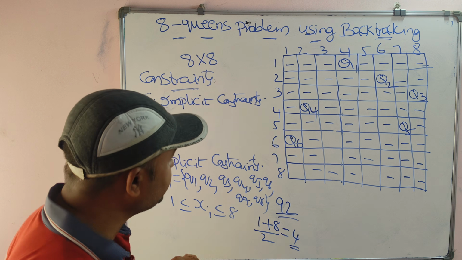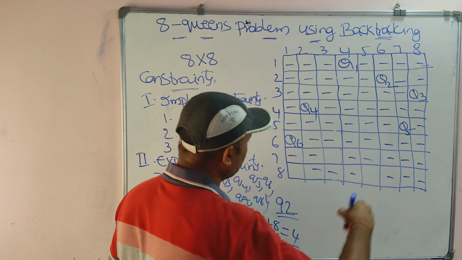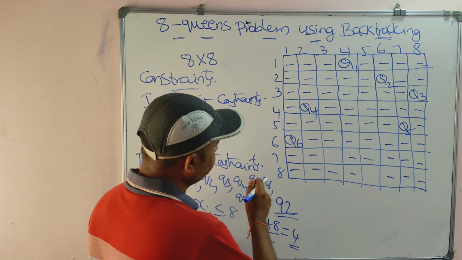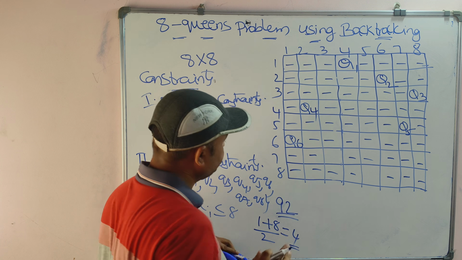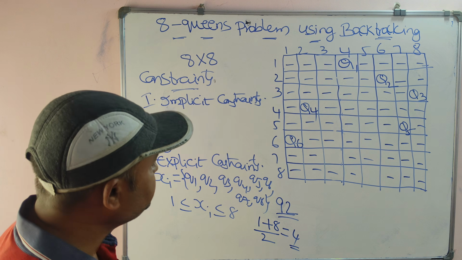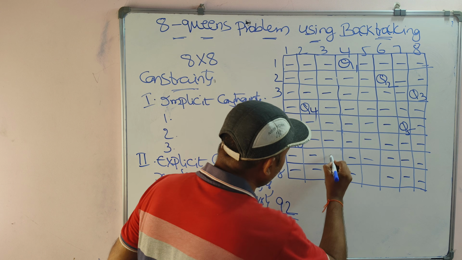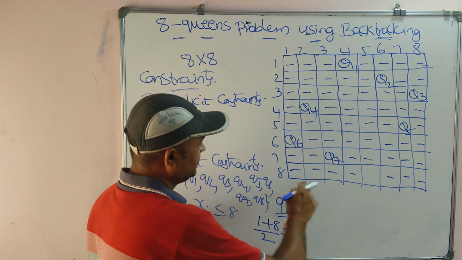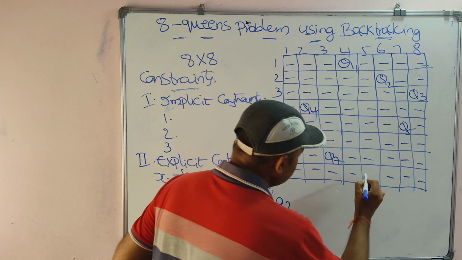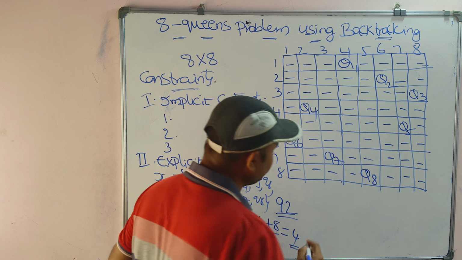So we can't place another queen in the same row, same column, same diagonal. Next, let us place queen 7. In the 7th row we have only one empty cell. Let us place queen 8. Here we have only one empty cell.